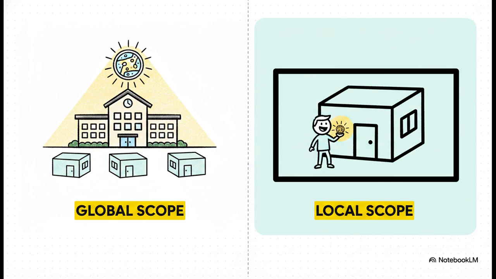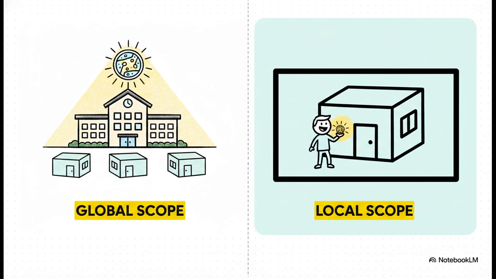So the absolutely crucial thing here is understanding the difference between global and local. A global variable is declared outside of all your functions. Think of it kind of like the name of your school. Everyone, in every single classroom, knows the school's name. It can be read anywhere. A local variable, on the other hand, is declared inside a specific function.